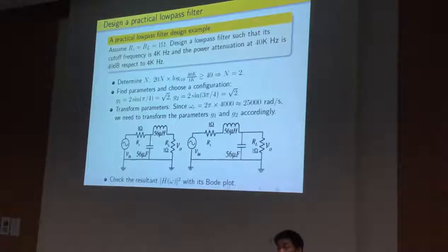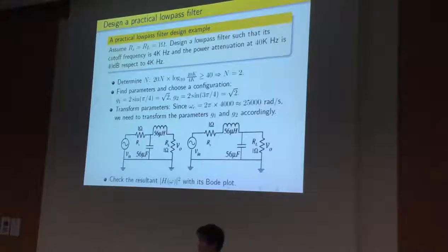This is very important. Because in past year exams or quizzes, we see a lot of people just bring in hertz. You cannot use hertz, you must use radians per second. That means you need to multiply your cutoff frequency by 2 pi here. So roughly you get 25k radians per second. Then you transform these two parameters, meaning you divide them by 25k.